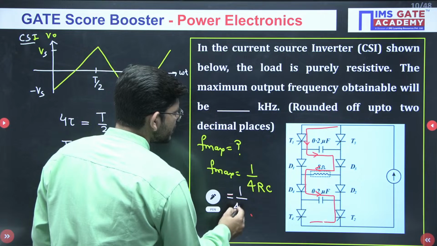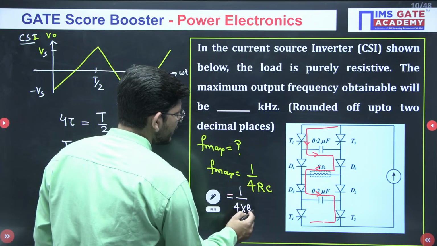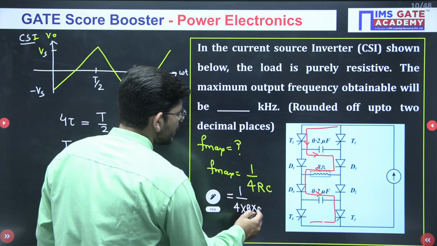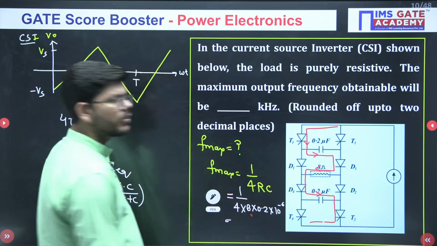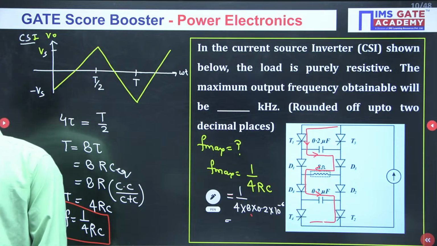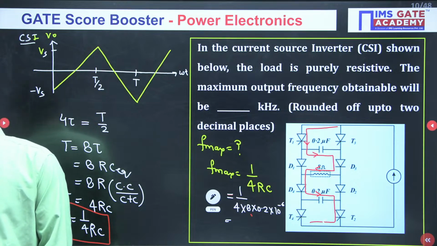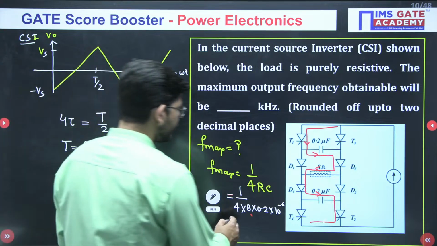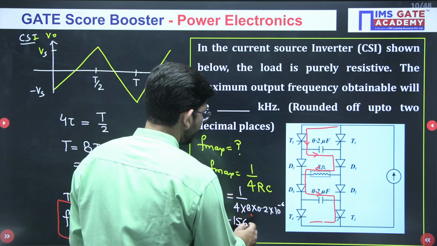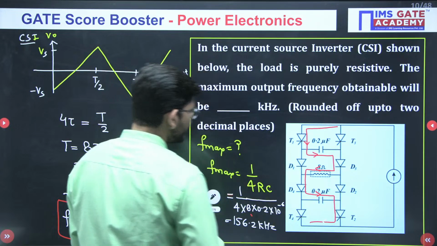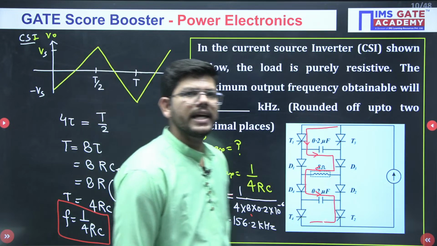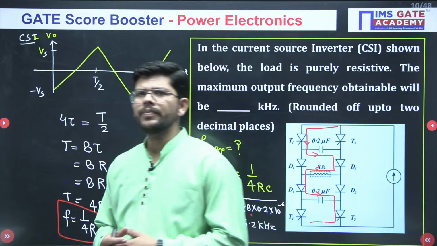1 upon 4. What is the value of resistance? It is 8, and capacitance 0.2 microfarad. So after putting the values, when you solve it, you will get 156.2 kilohertz as the answer.